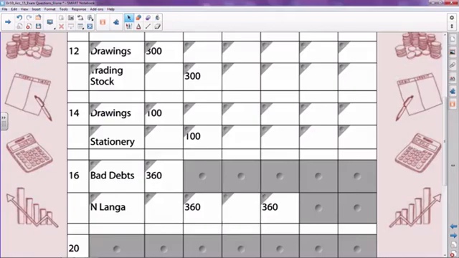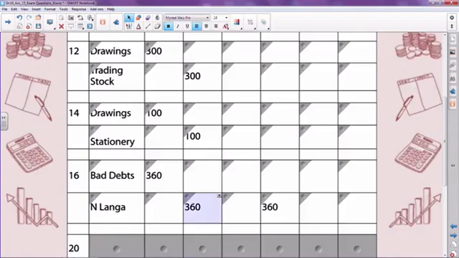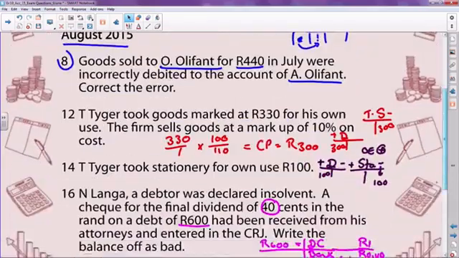And there you can see the rest will be empty blocks. Again, the debtor's control goes down in total. And Langa, who is a debtor, goes down here on the credit side, and then bad debts, the expense, on the debit. Now, your narration, you can just say write off 60 cents in the Rand of the debt of Langa. That's your narration there. Let's go look at another one.